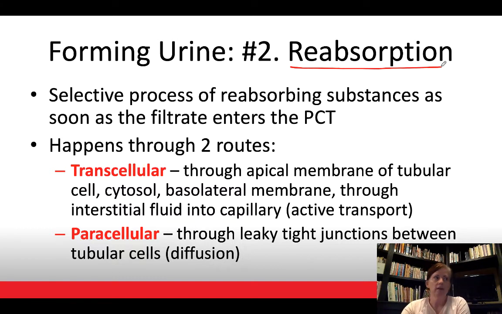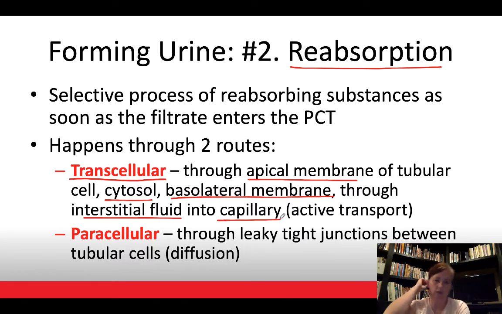This is a selective process, meaning that we have control over it, and we can reabsorb substances in two different ways. One of them is transcellular, which means through the cell. The substance is going to travel through the apical membrane of the tubular cell, through the cytosol of the cell, and cross the basolateral membrane on the other side. It's going to travel through the interstitial fluid between the tubule and the peritubular capillary, and then move into the capillary itself.